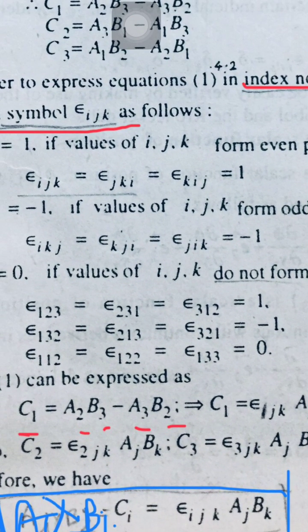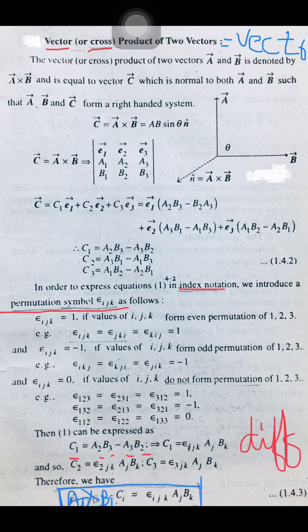Epsilon 1 2 3, 2 3 1, 3 1 2 should be 1, because 1 2 3, 2 3 1, 3 1 2 are even permutations. But 1 3 2, 2 1 3, 3 2 1 are odd permutations, that's why minus 1. But in the case of 1 1 2, 1 2 2, 1 3 3, no permutation is formed, that's why it is taken as value 0.